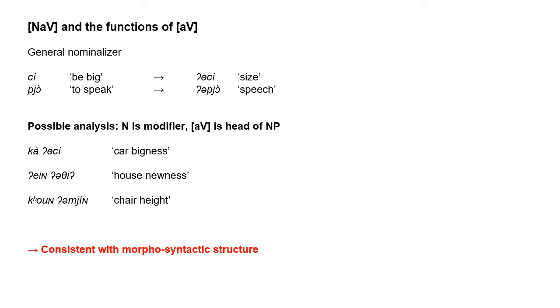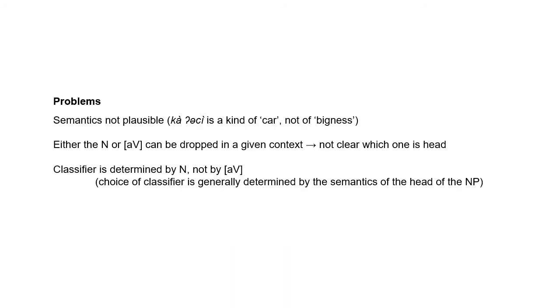This would be consistent with the morphosyntactic structure of Burmese, of course, because then we just take the nominalized verb as the head, and the noun, the plain noun preceding it, would be kind of a nominalizer. So it's not the car that is the head, but the bigness. It's a car-like bigness. There are some problems though with this analysis. First, the semantics doesn't really fit, because ka aji is a kind of car, not another kind of bigness. So semantically, ka, car, is the head.